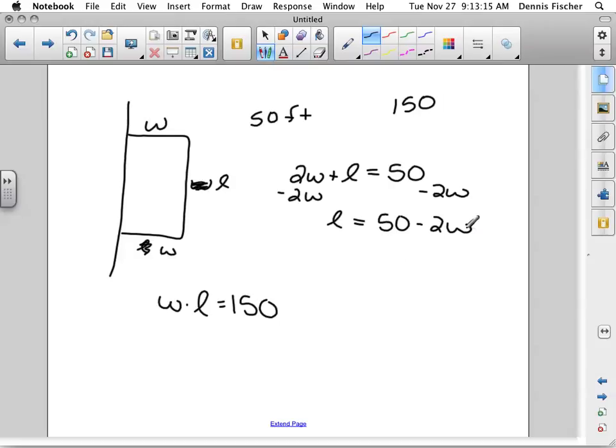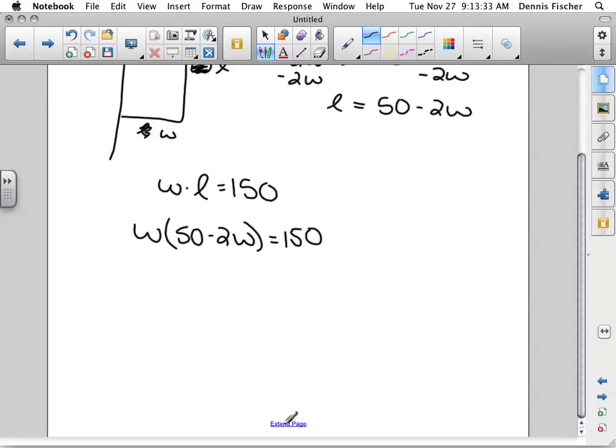So what I'm going to do now is go down to this equation, and wherever I see an L, I'm going to put in 50 minus 2W. So what I'm going to have is W times (50 minus 2W) equals 150. Now from there, bring that into the parentheses, I'm going to get 50W minus 2W squared equals 150.